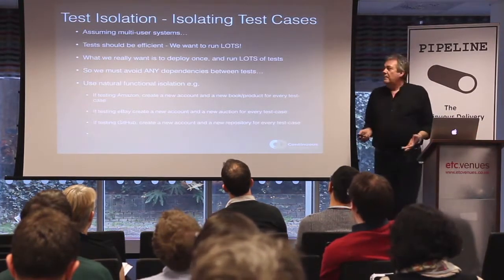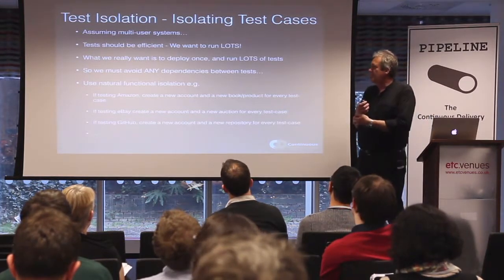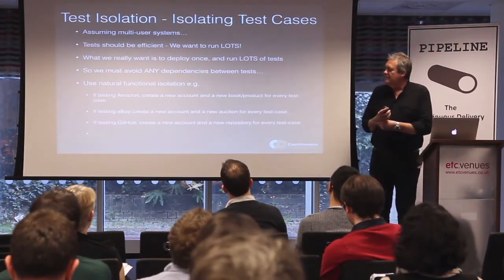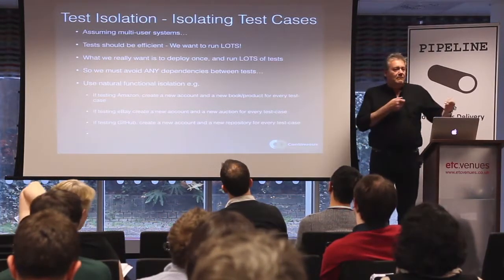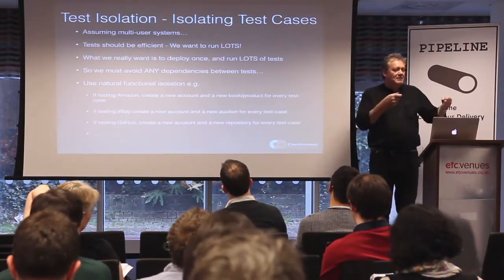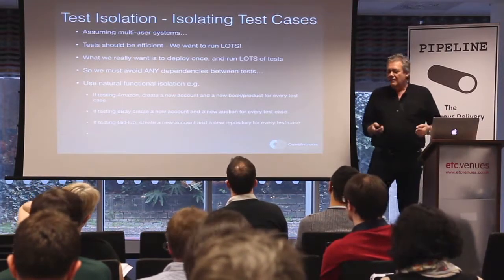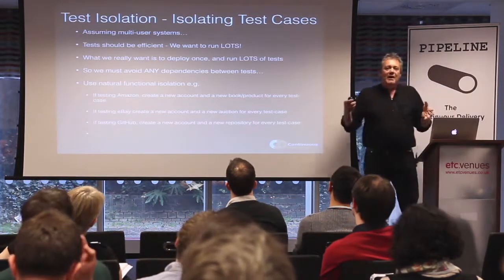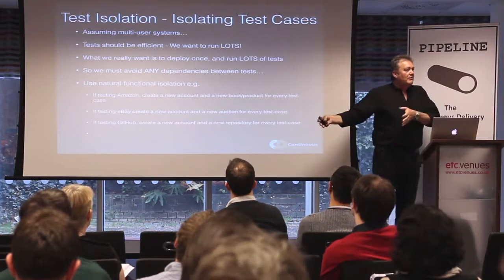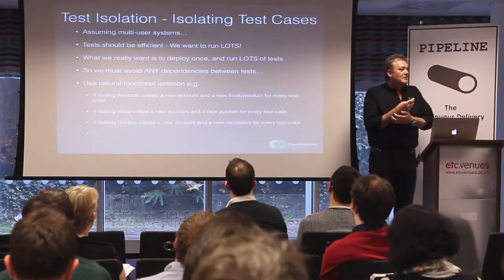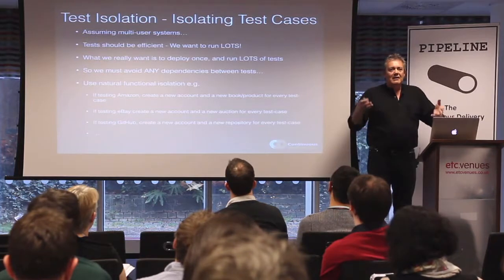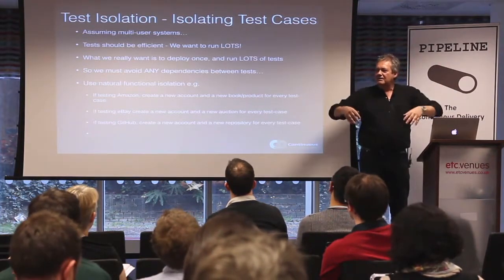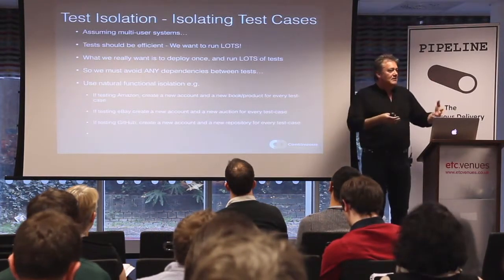What we want is that the tests should be efficient. We want to run lots of them. What we really want to do is deploy once and run lots of these tests. So we must avoid any dependencies between tests, dependencies in terms of shared state, persistent state, any of those sorts of things. So what we're looking for is a way of isolating each test from the others that's going to allow us to run many of these tests in parallel against the same instance of an application. So we can start it once, run a bunch of tests, get some results, and each test is independent.